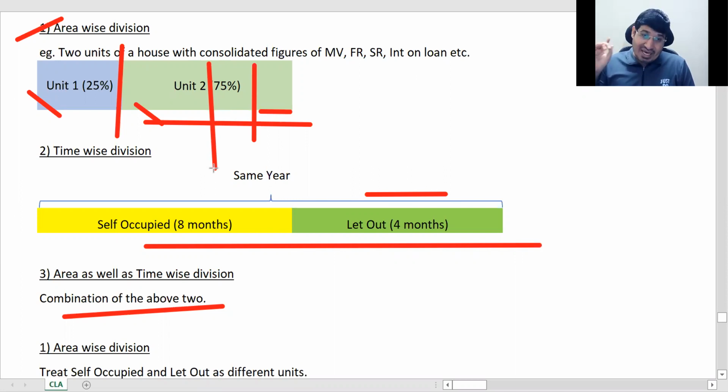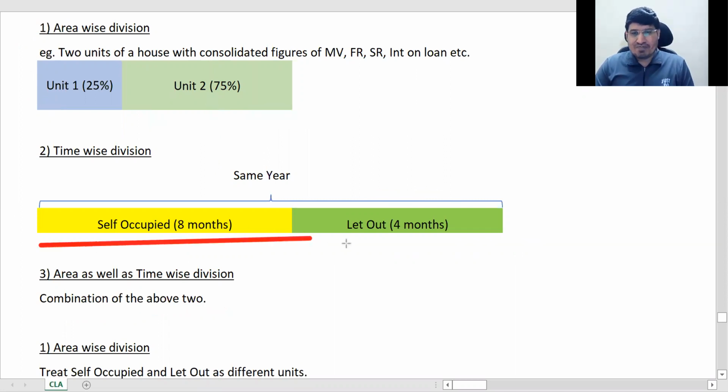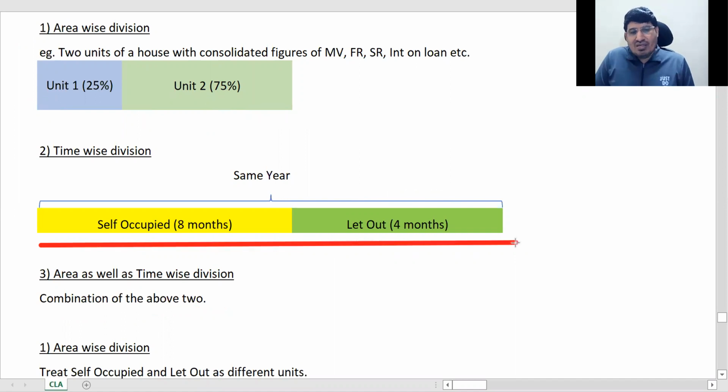Just remember one thing here. Take this example. Tell me what is the vacancy here? In these 4 months, I've got all the rent. I had tenants and I have got rent also. Now tell me what is the vacancy? I'm considering the whole thing as let out. What about these 8 months? What will I do? Will I consider it as vacancy, or what will happen to it?